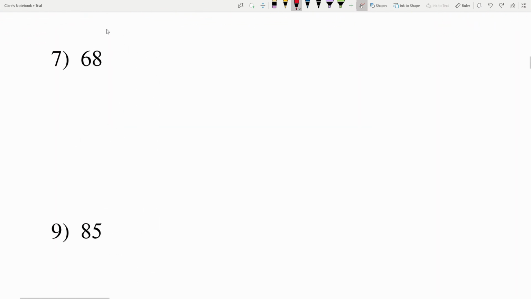In number 7, we have 68. So right away, I know that's 1 and 68. 68 is even, so I know that 2 goes into it. So 2 is a factor, and 2 times what gives me 68? That's going to be 2 times 34. So now I have to ask, does 3 go into this? 6 plus 8 equals 14, which is not divisible by 3, so 3 doesn't go into it. Let's check 4. Does 4 divide into this number?